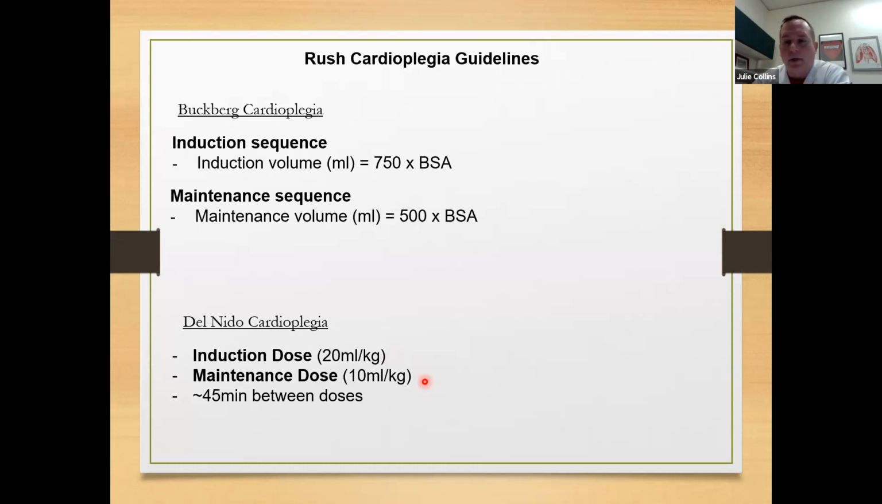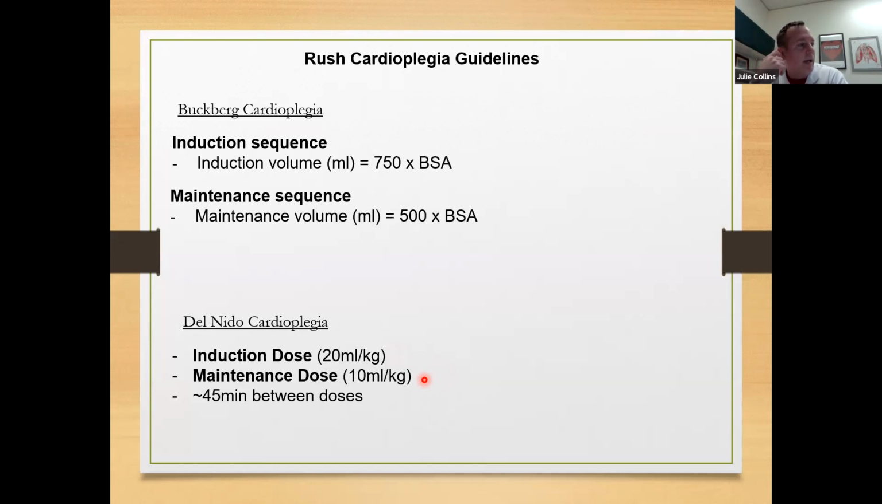Let's say we're doing an ostium secundum ASD. We're going on pump for an ostium secundum ASD, which is probably our shortest pump run that we're going to have. Would you advise to give an induction dose of 20 mils per kilogram? No. On the cases where we're really anticipating a short pump run, that's when we'll modify our induction dose. Maybe let's do 10 mils per kilogram.